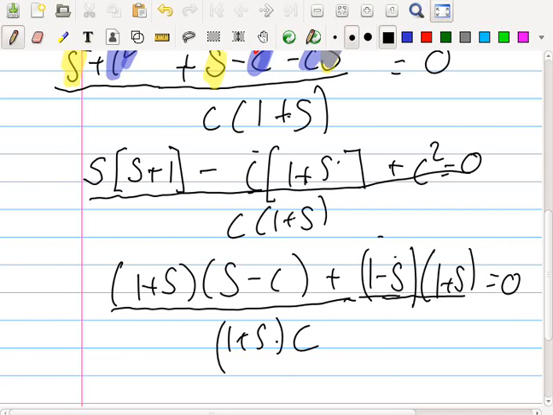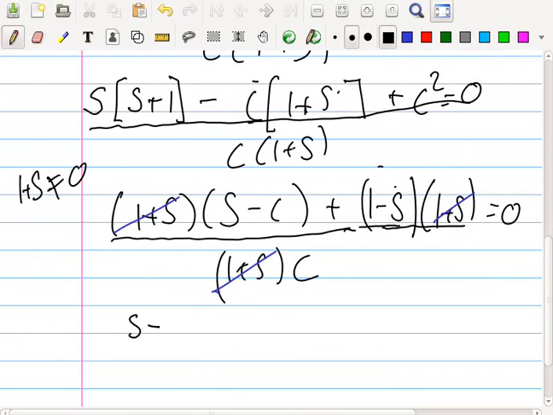Now, what's in common to everything? 1 plus sine. So as long as 1 plus sine does not equal 0, we can cancel this, this, and this. And at the top we're left with sine minus cos plus 1 minus sine. Well, minus sine and sine go, all over cos. So cos can't be 0.